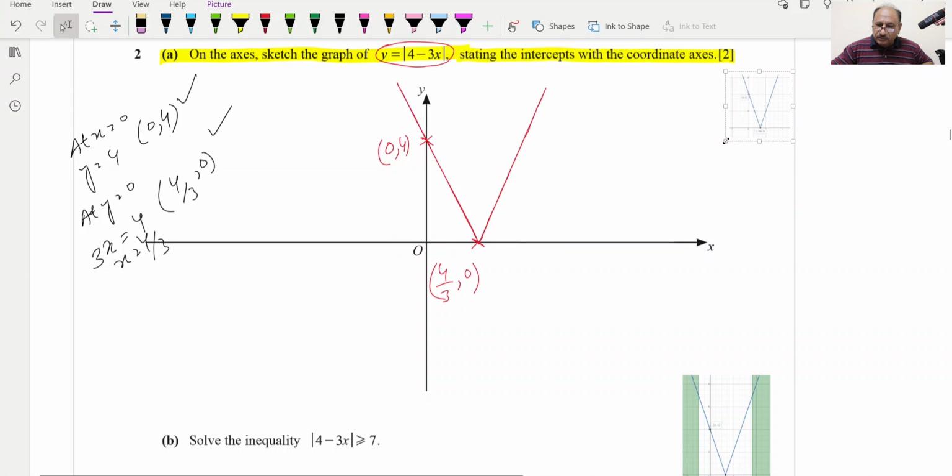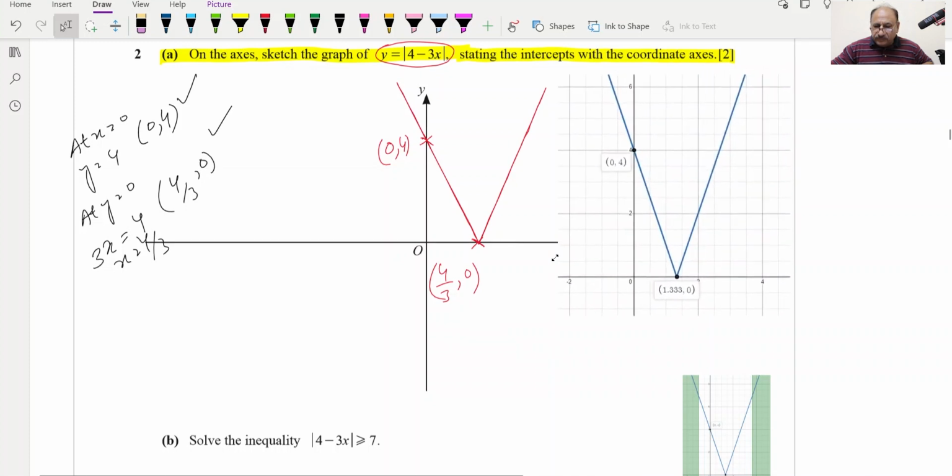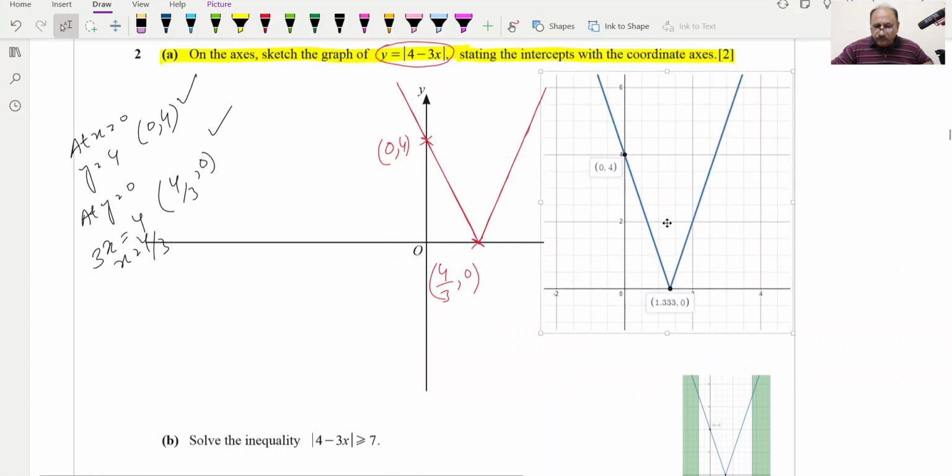This is the piece which I have copied, and this is the final graph, which is an accurate graph. So this sketching requires these 2 points which I have drawn.